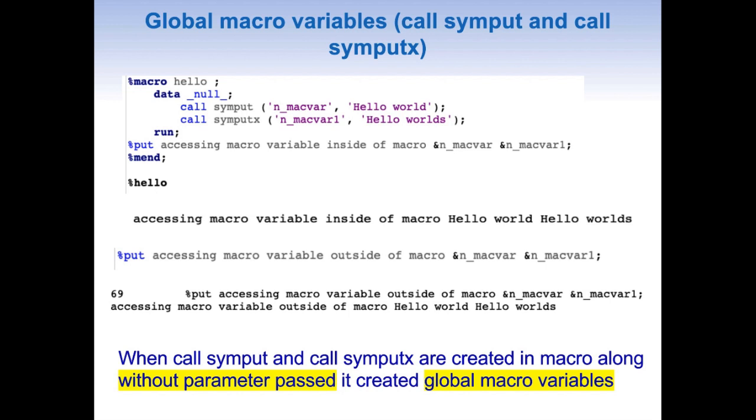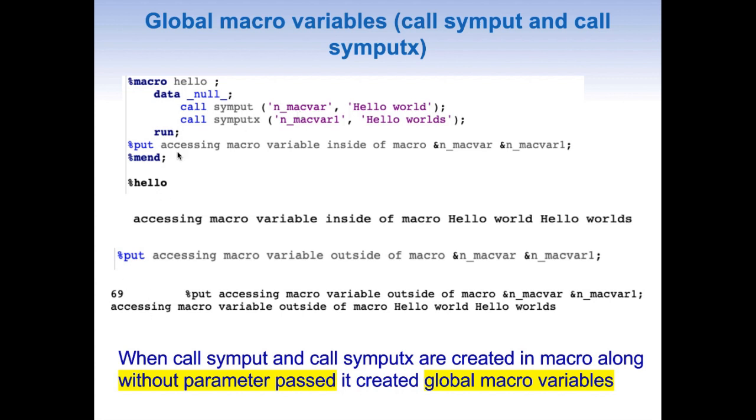The reason for this is, whenever we use call symput or call symputx, it cannot create a local symbol table on its own. It has to be created first for this particular macro. To do that, we can have a parameter. If we do not have a parameter, call symput and call symputx will create these macro variables in a global symbol table.